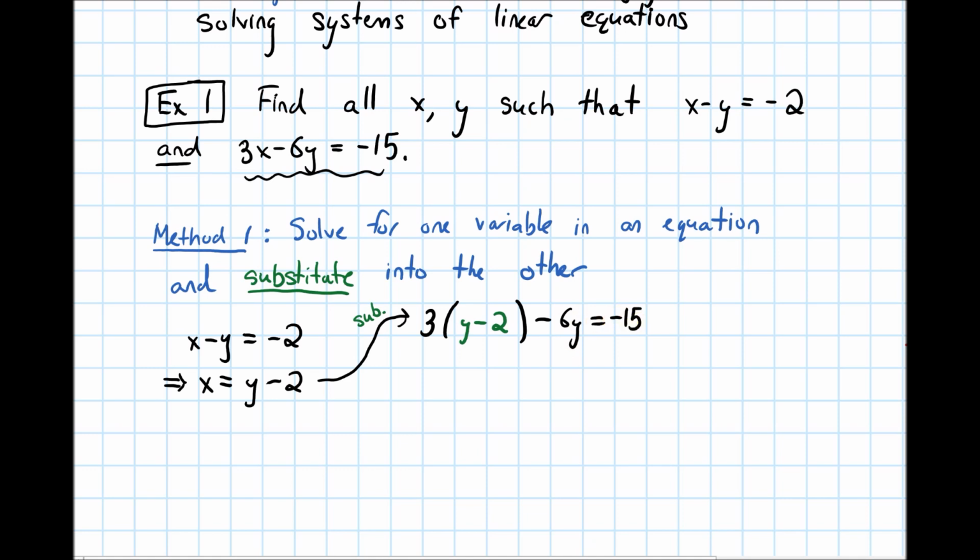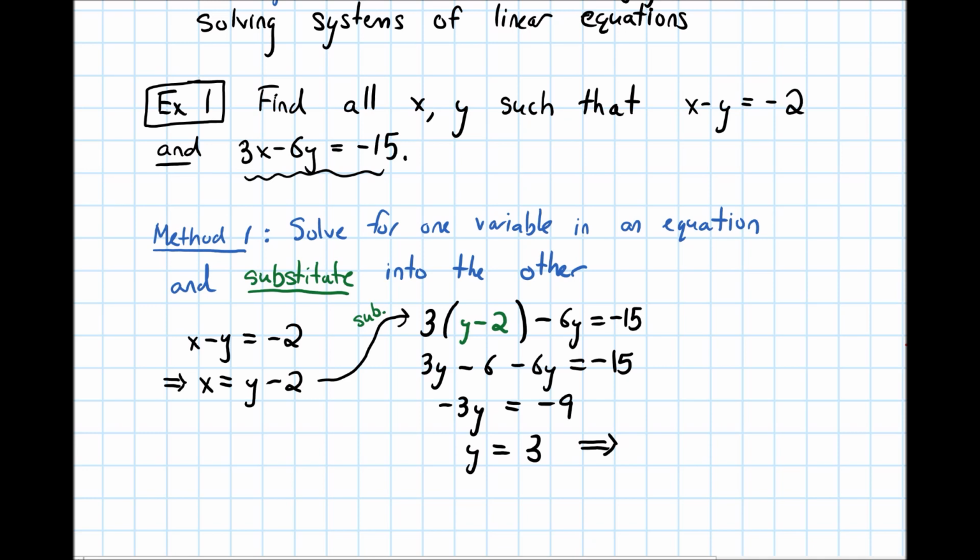And then let's simplify. If I distribute the 3, I get 3y minus 6, and then we have minus 6y equals negative 15. Then 3y minus 6y is negative 3y. If I move the negative 6 over to the right, I get negative 9. Then dividing both sides by negative 3, I get y equals 3. So I know what one of the variables is now. I know what y is.